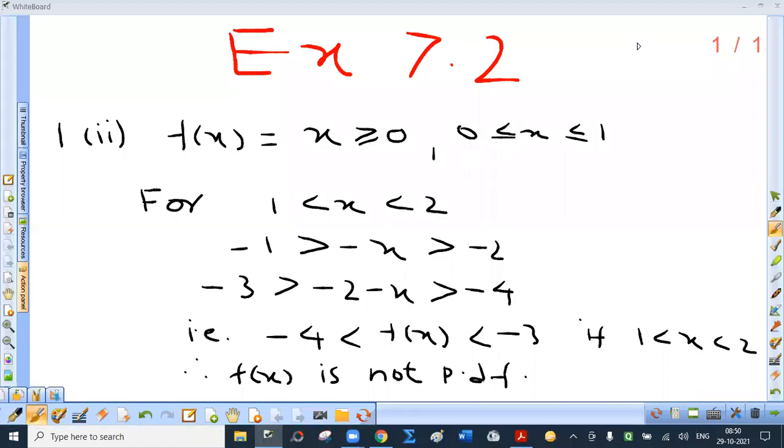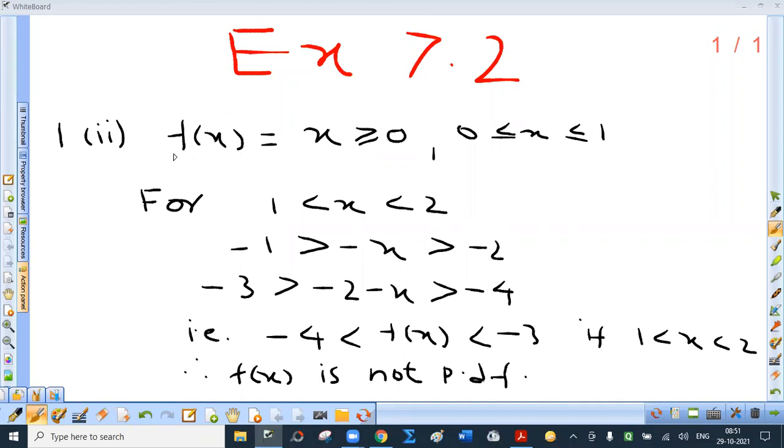Exercise 7.2, first question: verify which of the following is probability density function of a random variable x. There are two criteria. f of x should be greater than or equal to 0. If this is not satisfied, you need not consider the second. If this is satisfied, second criterion, integral minus infinity to infinity f of x dx is 1.